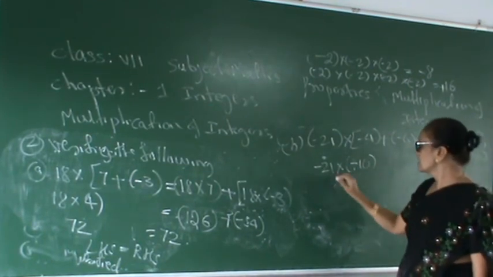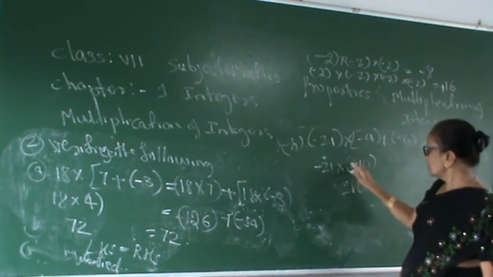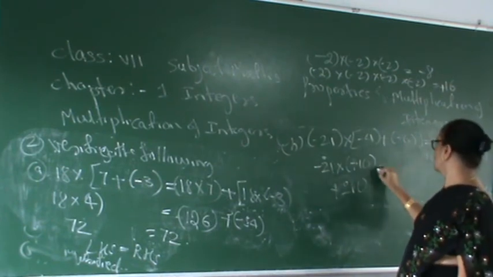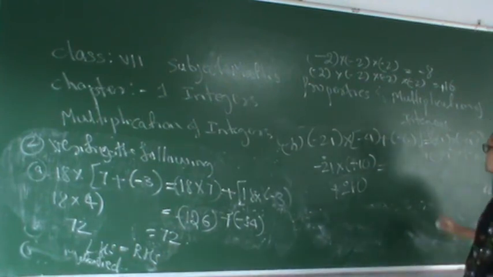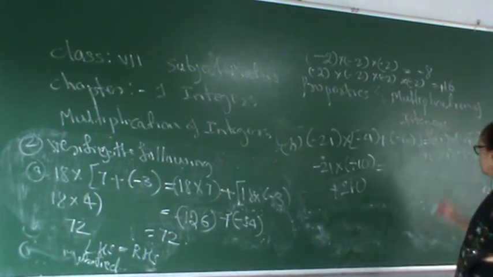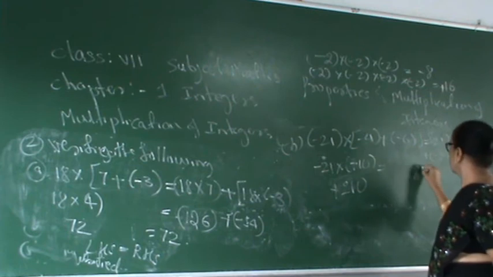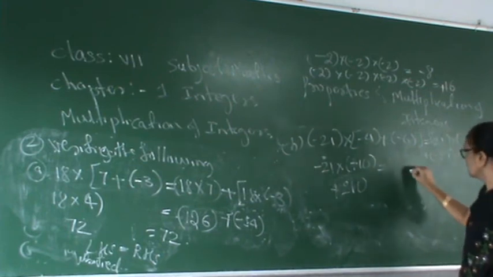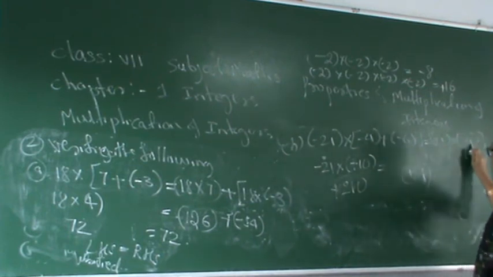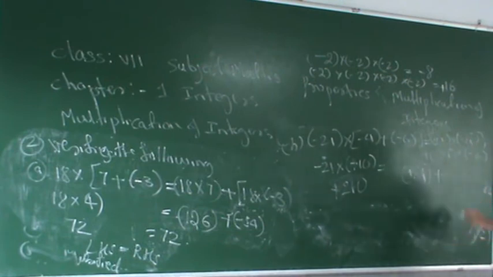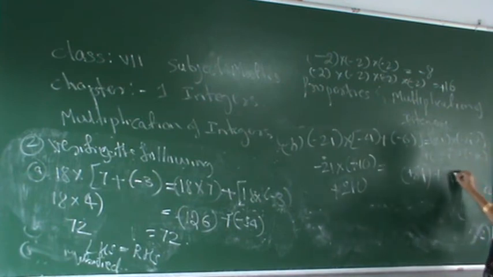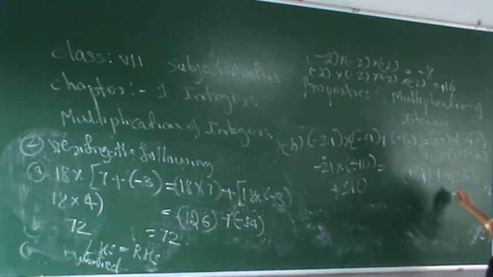21 into 10 is 210. Minus into minus is plus. Now the right side value. 21 into 4. 4 ones are 4, 84. Okay, plus 84 because minus into minus. Next one, 21 into 6. Minus 21 into 6. First we multiply. 6 ones are 6, 6 twos are 12, 126. Minus into minus is plus. So add both. 6 plus 4, 10. 8 plus 2, 10.